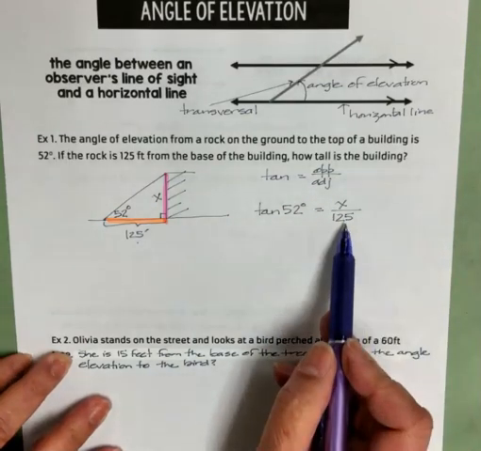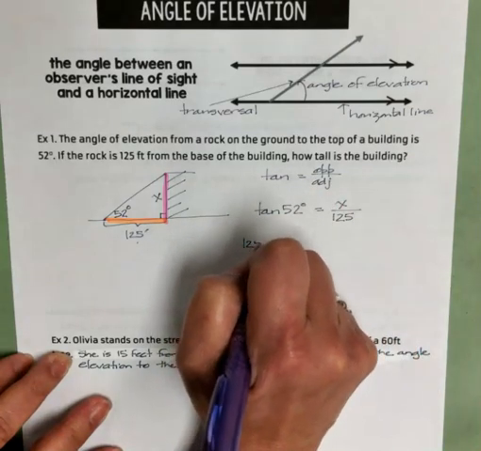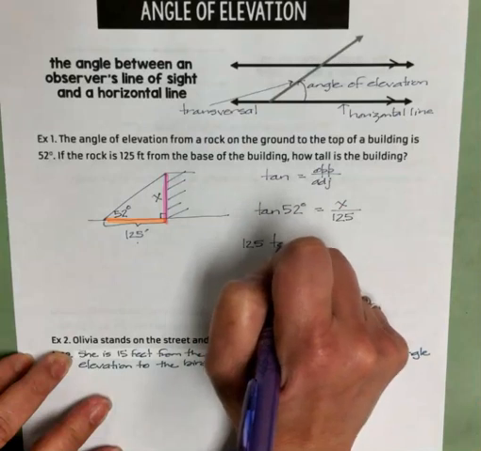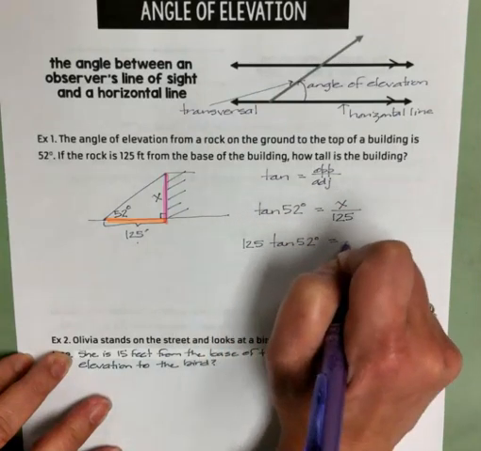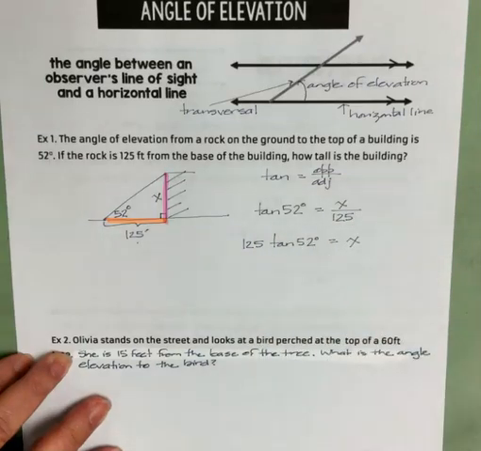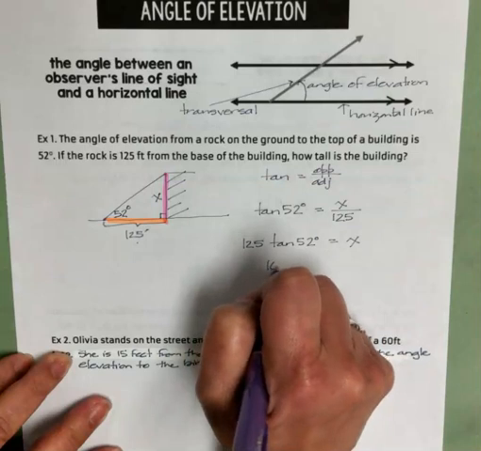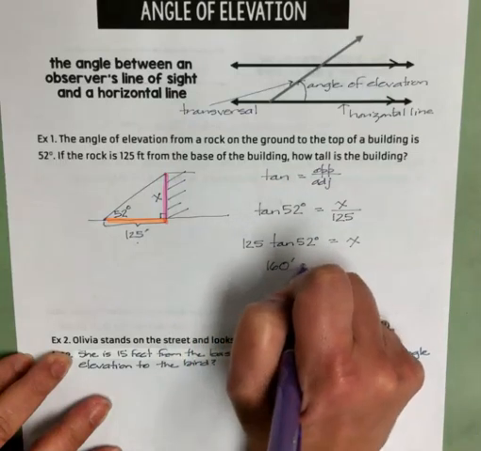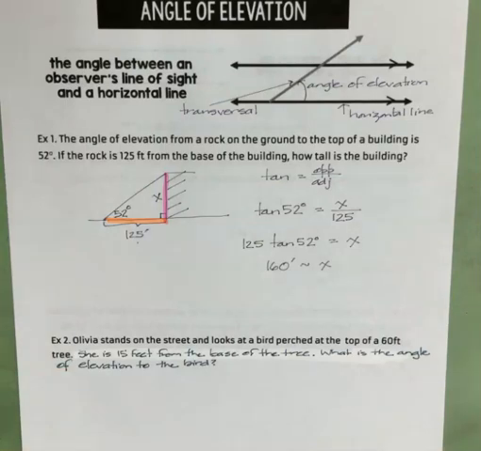And now we're simply going to solve for X. Since we're dividing by 125, we need to multiply both sides by 125. So we have 125 times the tangent of 52 degrees equals X. And when you plug that into your calculator, you get approximately 160 feet.